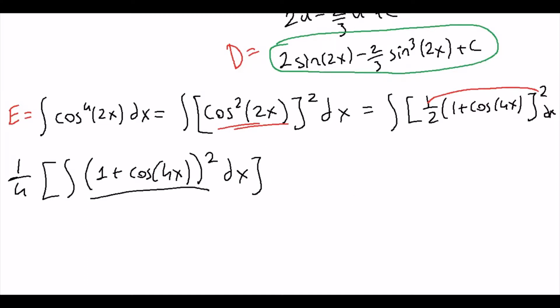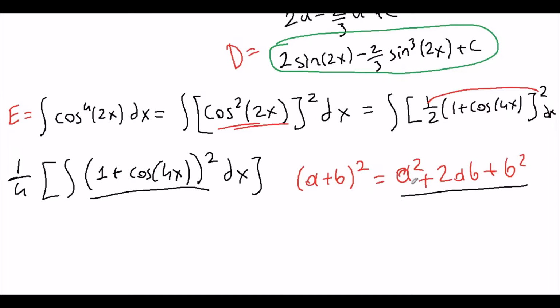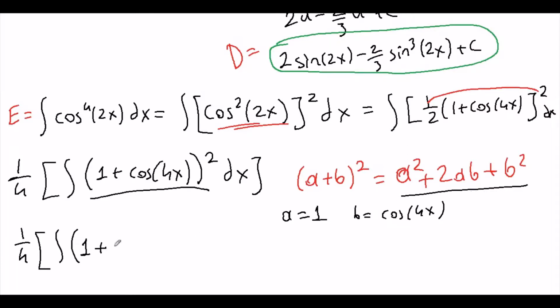Now we're going to expand this to the second power. A plus b, the quantity squared, is equal to a squared plus 2 times ab plus b squared. Or you can use the Pascal triangle, but this formula is more practical. So here our a term is 1 and our b term is cosine of 4x. So we have 1/4 in front of the integral sign. So in the integral, a squared is 1 squared, which is 1. 2 times a times b is 2 cosine of 4x. And the b squared term is cosine squared of 4x.